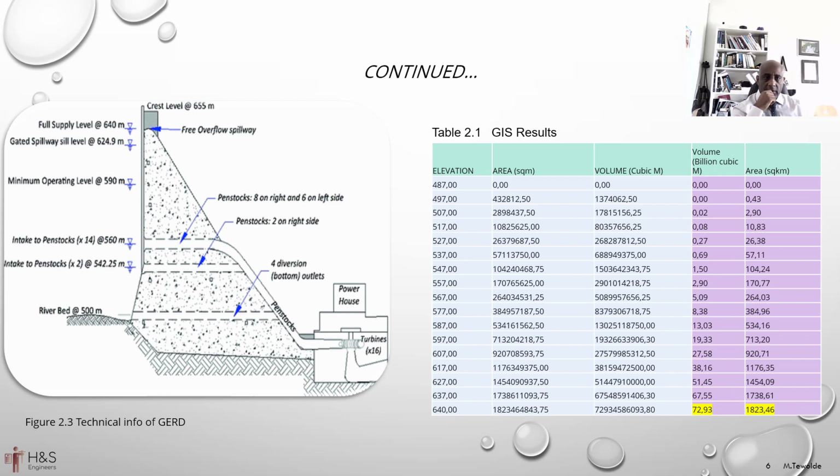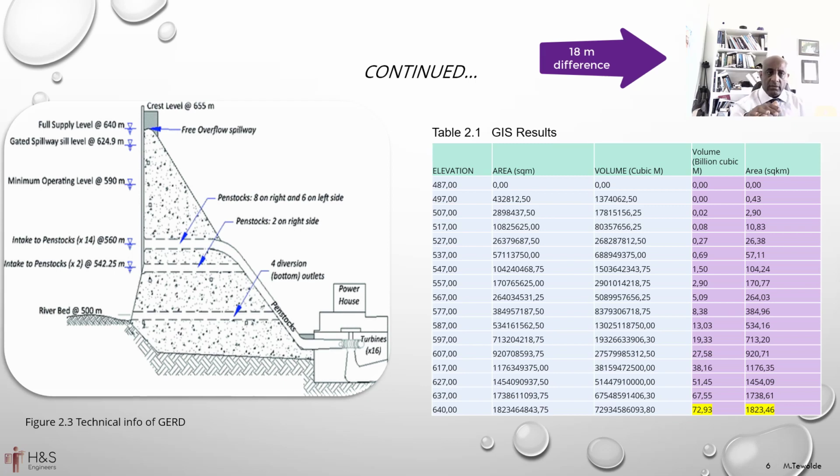What does it mean? It means the turbines are not going to operate or start operating unless the water level reaches this level, 590. Especially there are 16 turbines and penstocks, and two of them are below at 542 level, and the others at 560 level. There is a 30 meter difference, I think, almost 18 meters, 820.